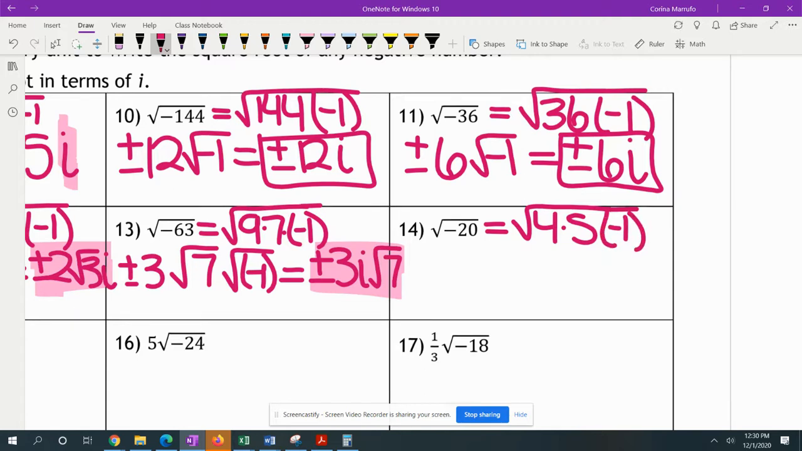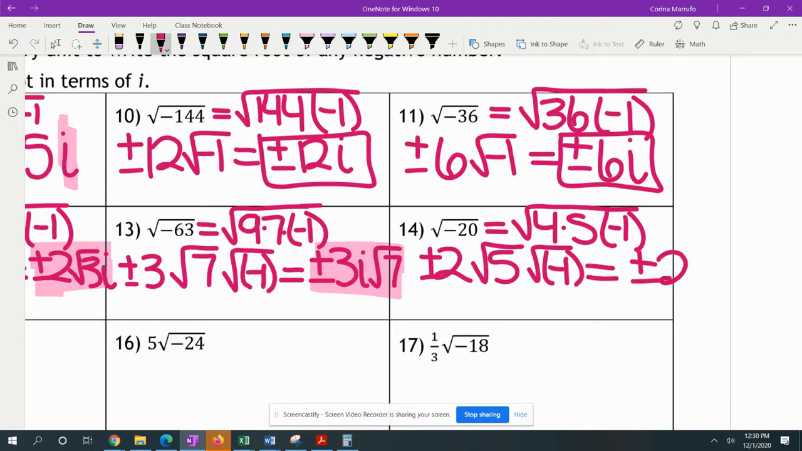Now we can take the square root of 4 and get a whole number that gives us plus or minus 2. The 5 stays trapped in the square root. And the square root of negative 1 gives us i. So we go ahead and substitute that for an i. So it'll be plus or minus 2i square root of 5.